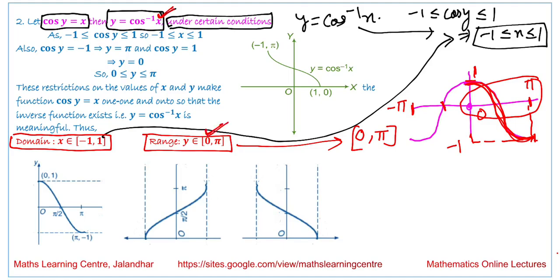This thing you should remember, that when we are talking about the sine function, the principal values are from minus pi by 2 to pi by 2. When we are talking about the cos function, the principal values are from 0 to pi.